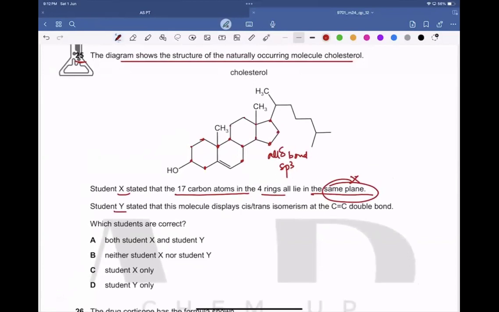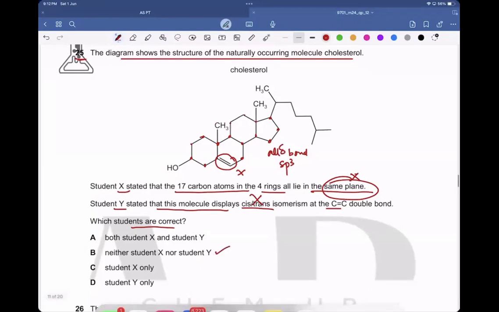Now student Y stated that this molecule displays cis-trans isomerism at the carbon-carbon double bond. So if you recall, for a cyclic structure to show cis-trans isomerism, the ring with the carbon-carbon double bond must have at least 8 carbon atoms. That's what we have studied, right? So both the statements are wrong. And if both the statements are wrong, then which student is correct? Neither student X nor student Y, both are incorrect. So A goes wrong, B goes wrong, C goes wrong, and D is the correct answer. Is this clear to all of you?